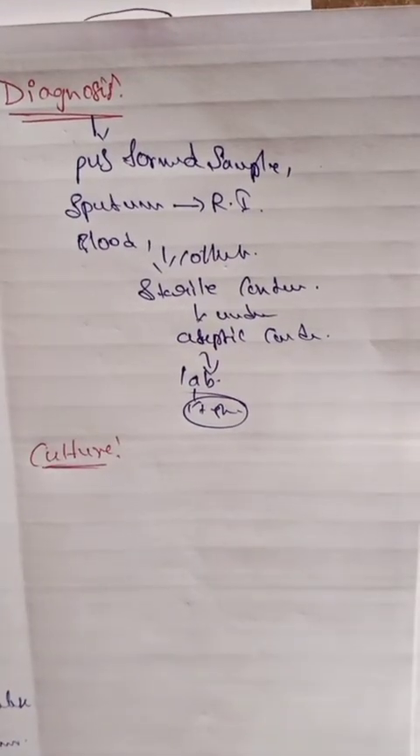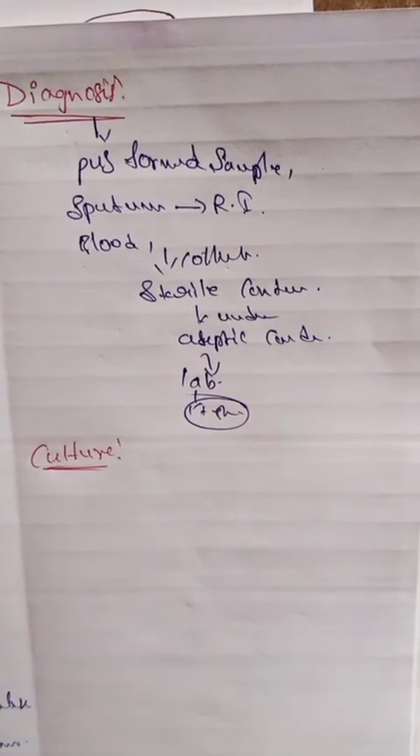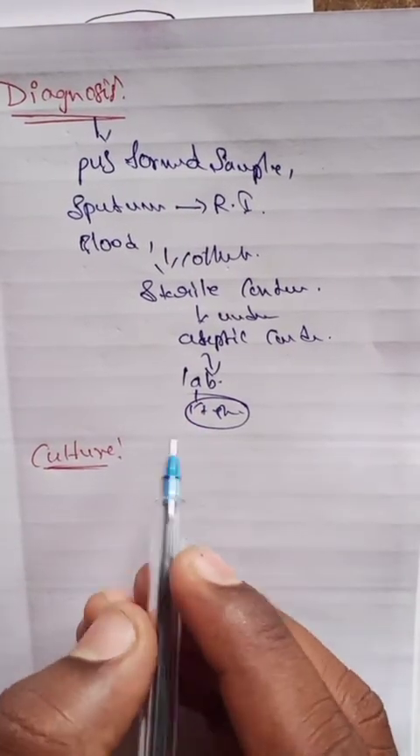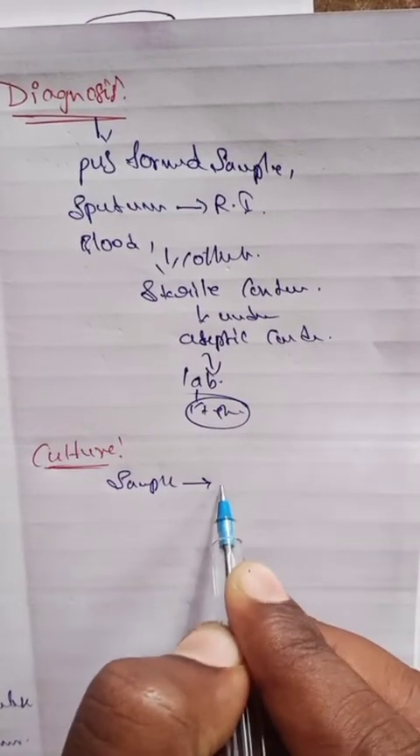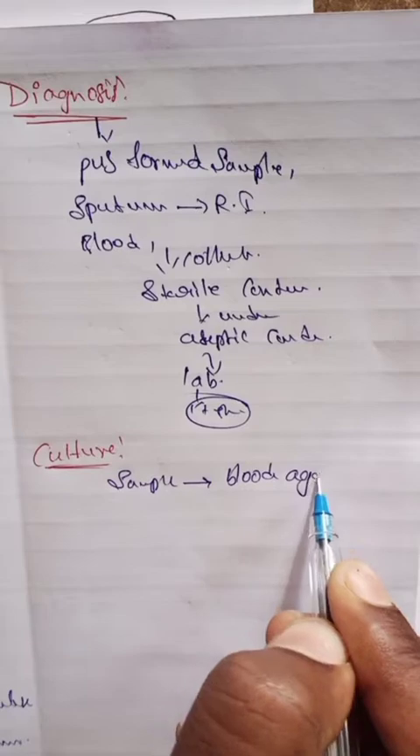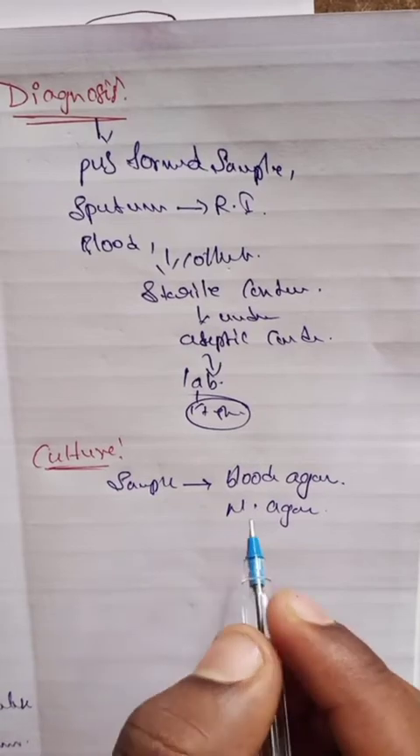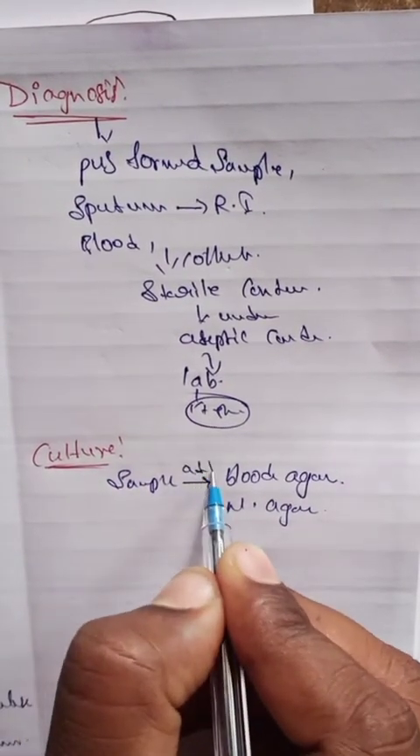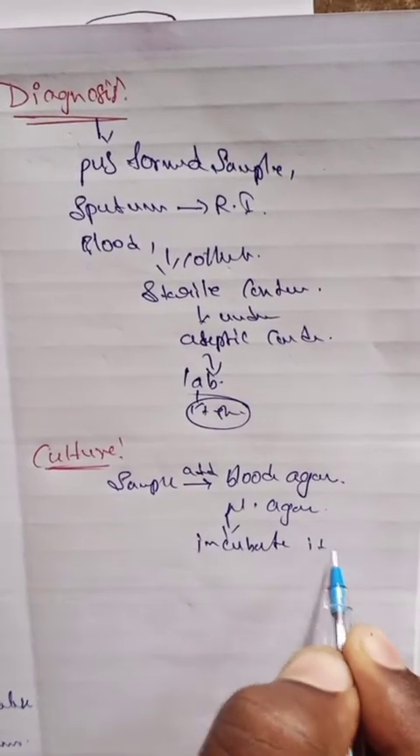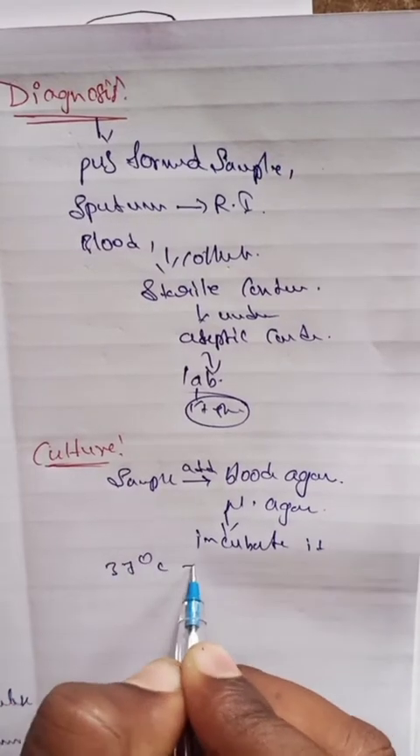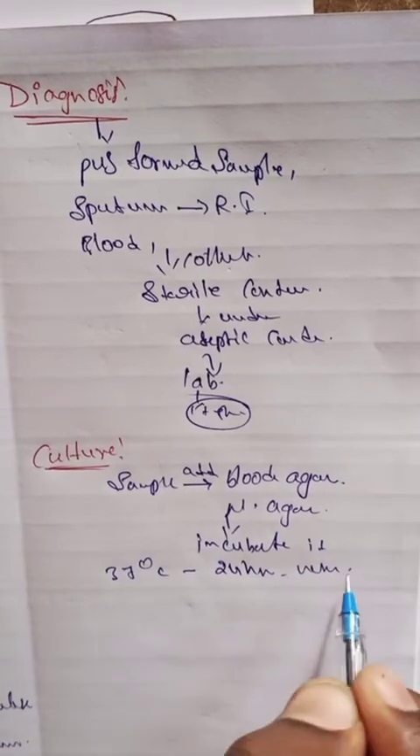The next one is the culture. Culture means how to grow the staphylococci. After collection, the sample is inoculated into blood agar or nutrient agar, then incubated at 37 degrees Celsius for 24 hours. 24 hours means the next day, so the next day we observe it.